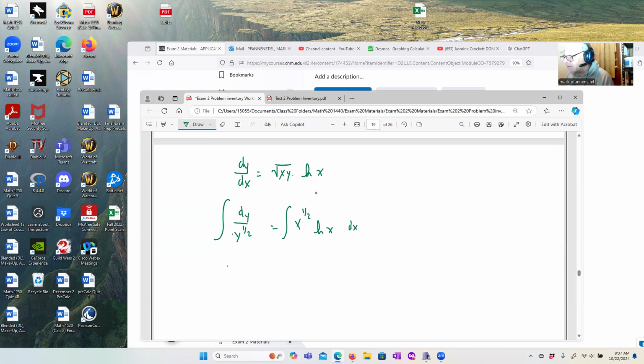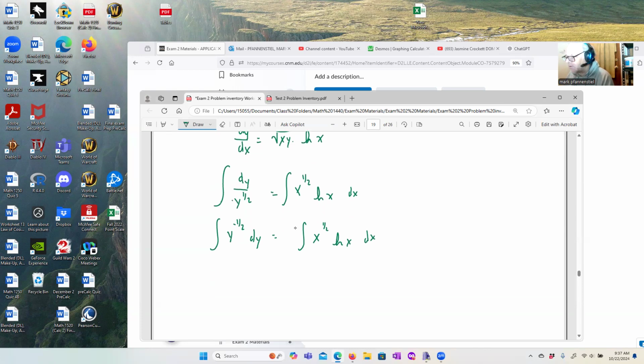Okay, so this is going to be y to the negative 1/2. That's the fancy way to write 1 over the square root of y. dy, go ahead and integrate, is equal to the integral of x to the 1/2 ln of x dx. Okay, so the typical power rule applies over on this side. We're just going to get y to the positive 1/2 divided by 1/2, which is a fancy way to say multiply by 2. And this is equal to, and then we have a polynomial times a logarithm. You have to think, oh, that's an integration by parts. So we're going to do integration by parts here.